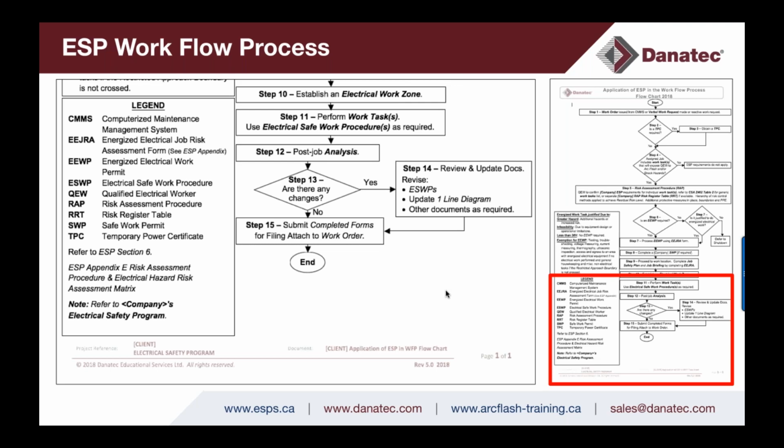And I've included step 12, 13, and 14 in this workflow process, which is completing a post-job analysis. So were there anything that went wrong? Is there a requirement for management of change to revise procedures, one-line diagrams, problems with PPE? Again, the qualified electrical worker would determine this in the post-job analysis, follow up appropriately inside the company related to management of change or discussing any issues with their supervisor.